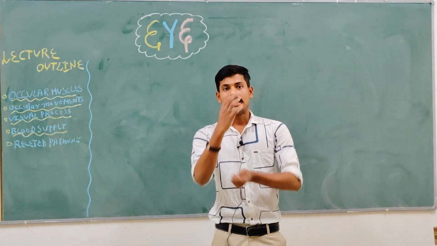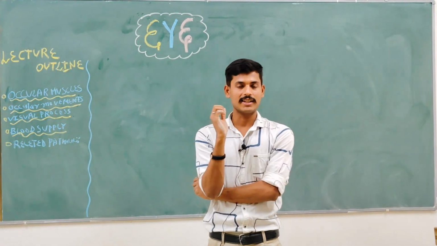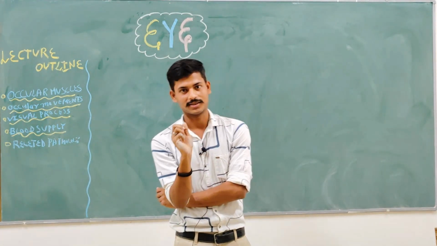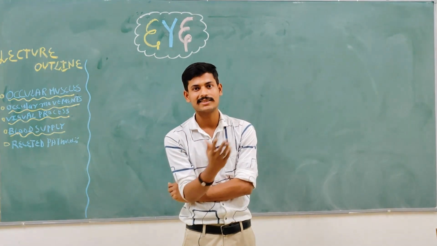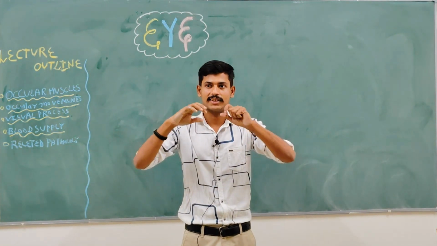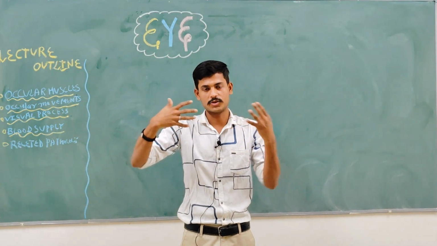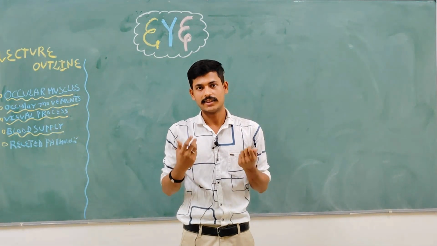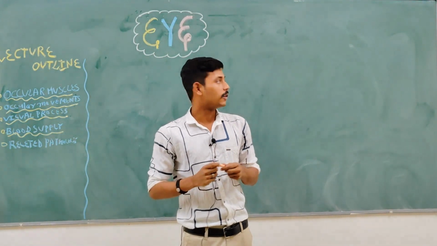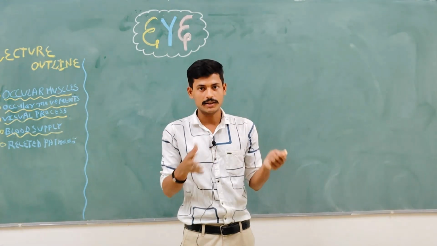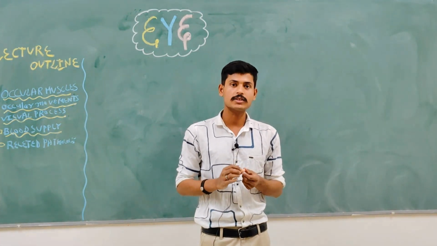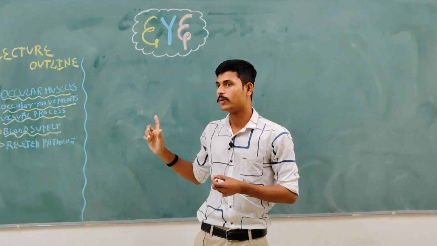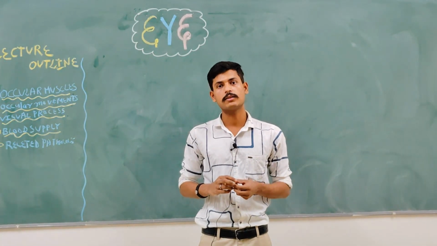Structurally, as you are seeing, the eye is a complex organ because it has so many layers and their joinings are really complicated. But we already dealt with the structure of the eye in a simple manner. So first, today we will see the ocular muscles.